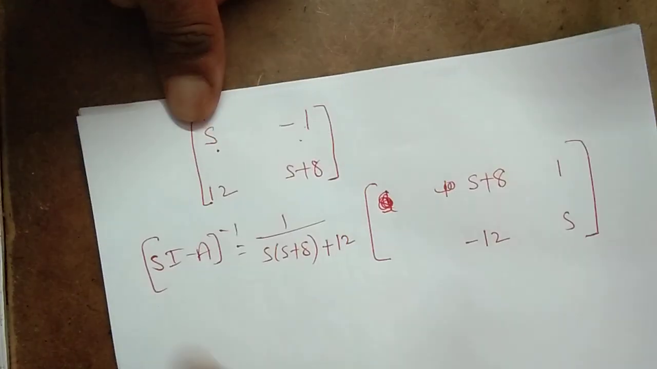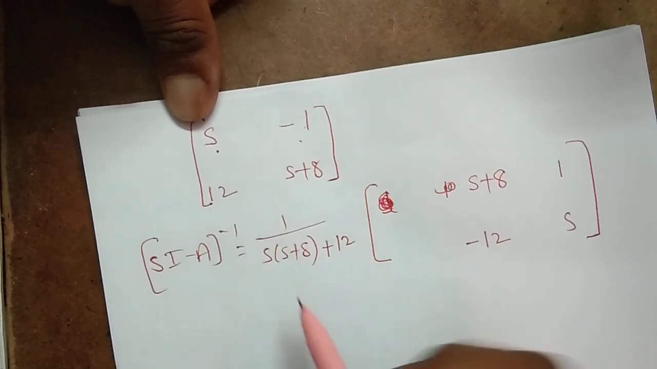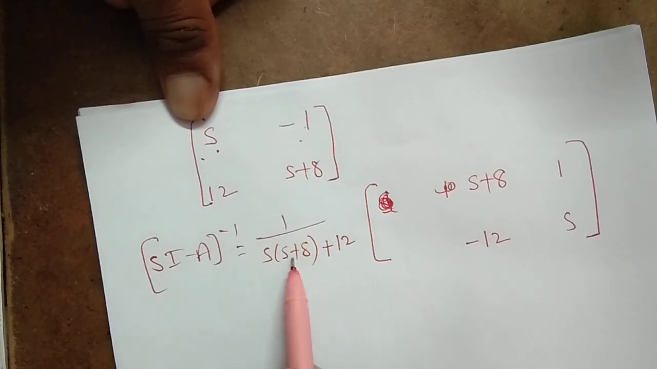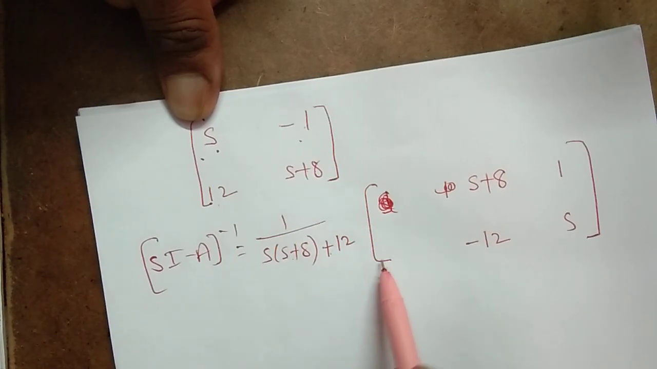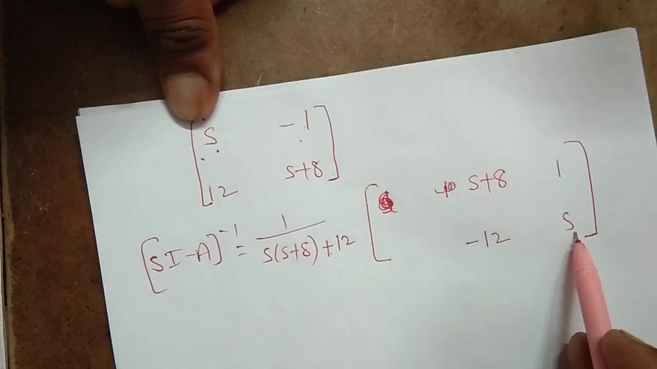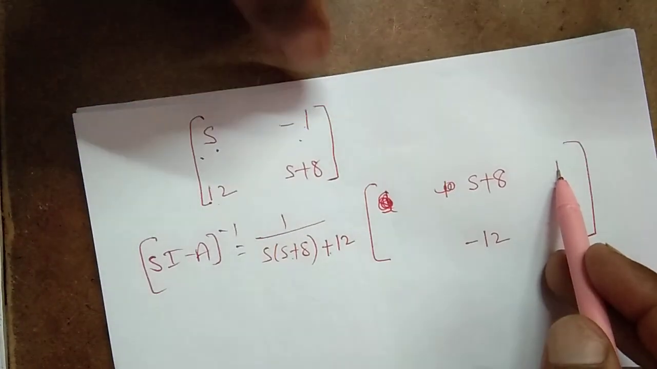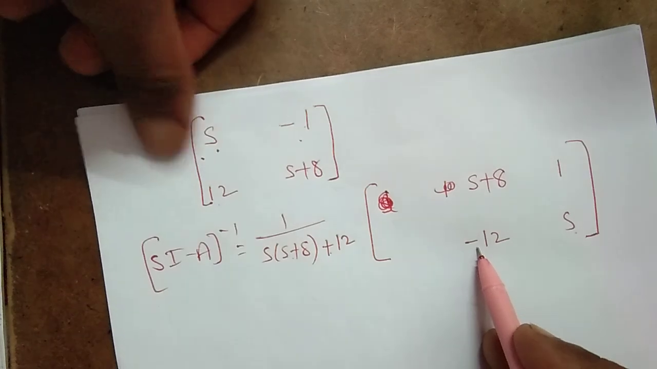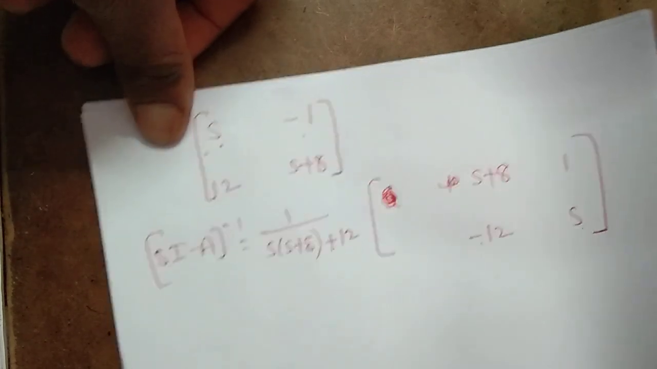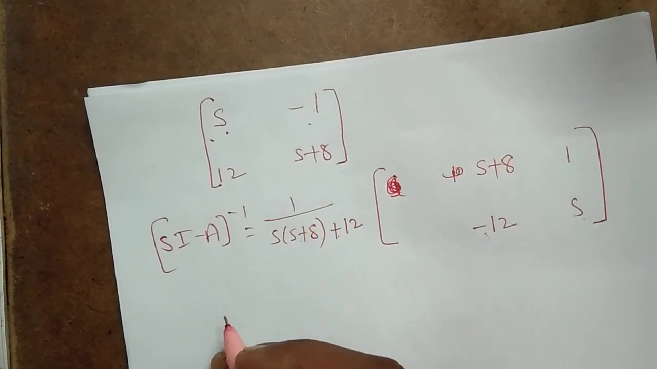So the (sI minus A) inverse is equal to 1 by AD minus BC times the matrix with the D term and A term interchanged, and the B and C terms with their signs changed: plus 1 and minus 12.